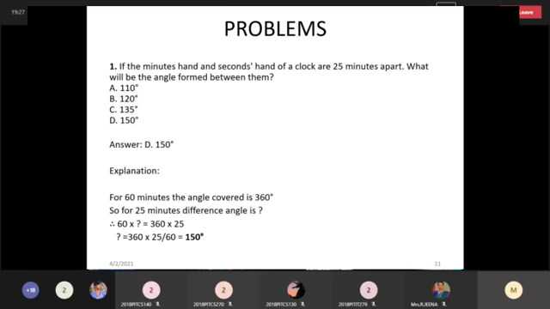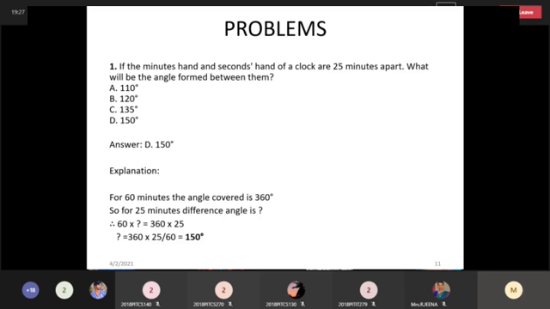Let's see the problems. If the minute hand and second hand of a clock are 25 minutes apart, what will be the angle formed between them? The options are 110 degree, 120 degree, 135 degree, and 150 degree. So we are given that the minute hand and second hand of a clock are 25 minutes apart. What will be the angle formed between them?